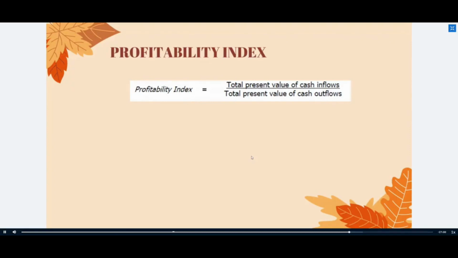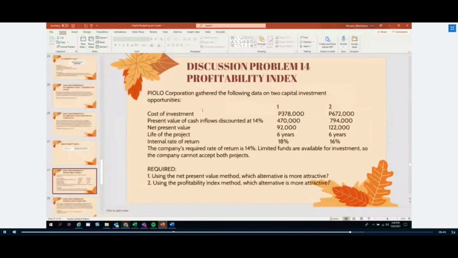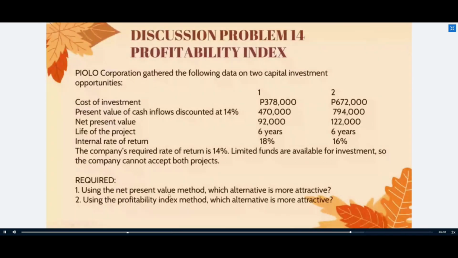Kung na-compute mo na yung net present value mo, parang there's no way you can't compute your profitability index kasi nga etong elements to compute your profitability index are also the same elements to compute for your net present value, no? Sige. So pag-usapan natin yung problem 14, pero ang maganda sa problem 14 class, we'll revisit the calculation of net present value and at the same time profitability index, no? So discussion problem 14, Piolo Corporation gathered the following data on two capital investment opportunities.